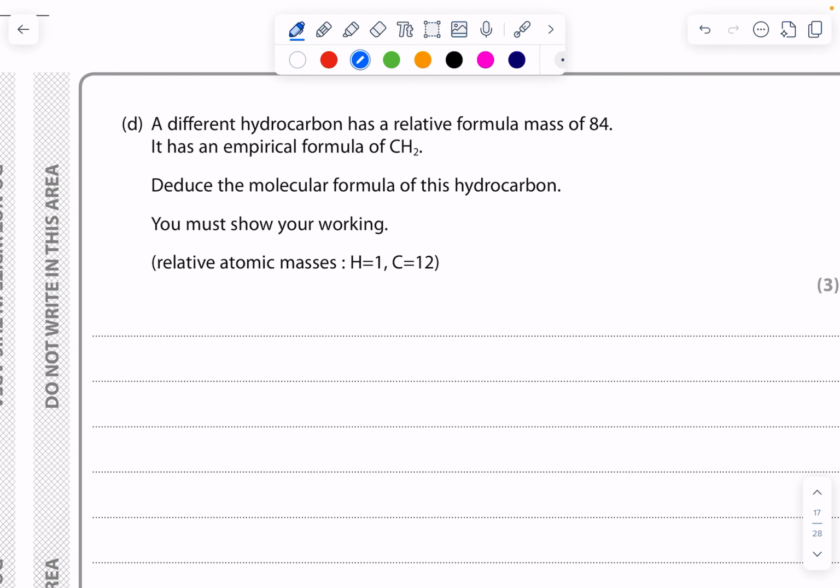Okay, so now we're told a different hydrocarbon has got a mass of 84. Its empirical formula, so the simplest ratio, is CH2. Find the molecular formula and must show your working out. So first thing to do is let's find the mass of the empirical formula. So the mass of the empirical formula is there's one carbon, so that's 1 times 12. I've got 2 hydrogens, mass of 1, so that's 12 and 2. So I've got a total mass there of 14.